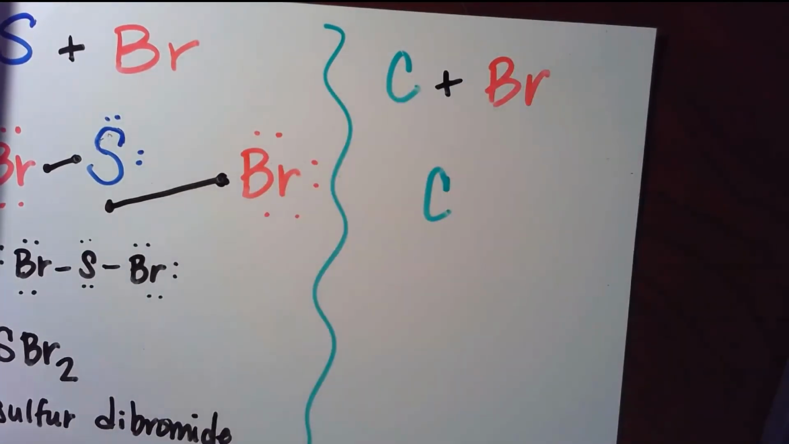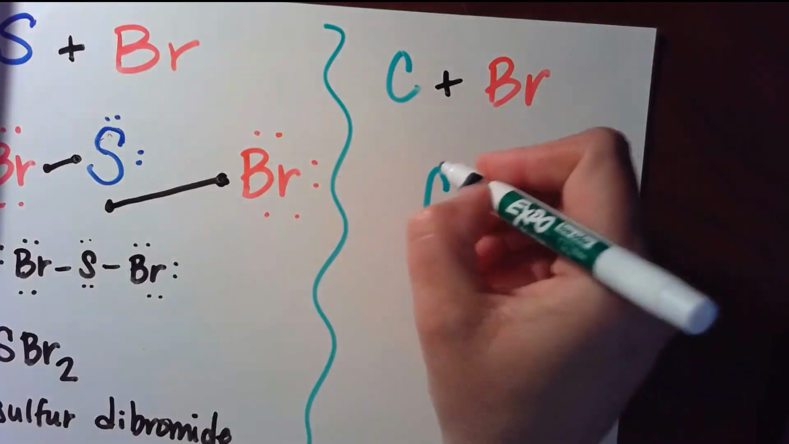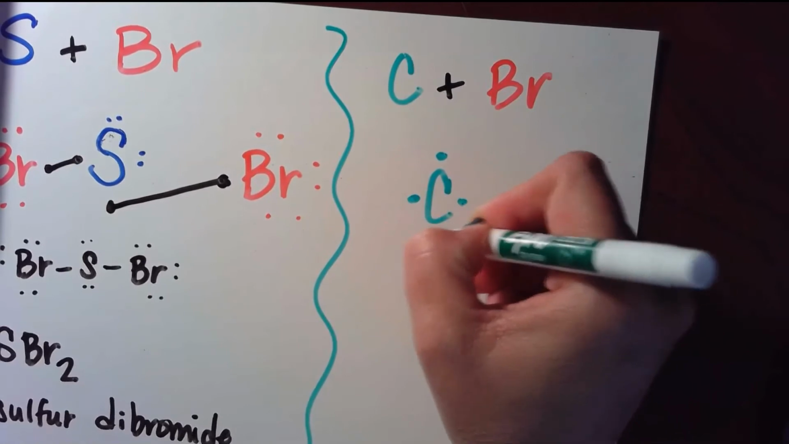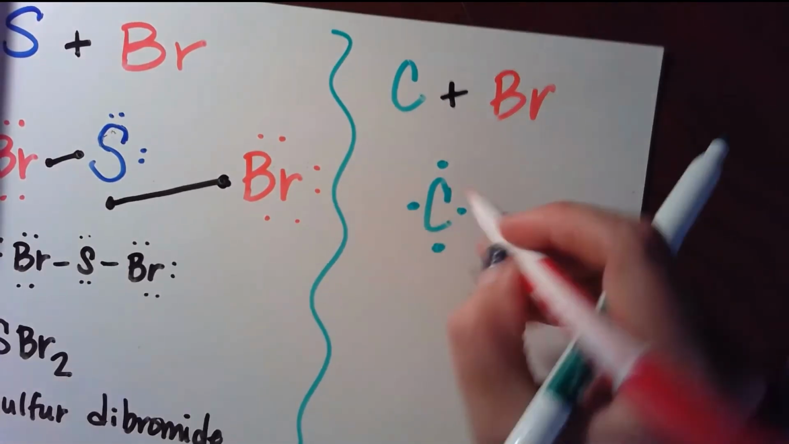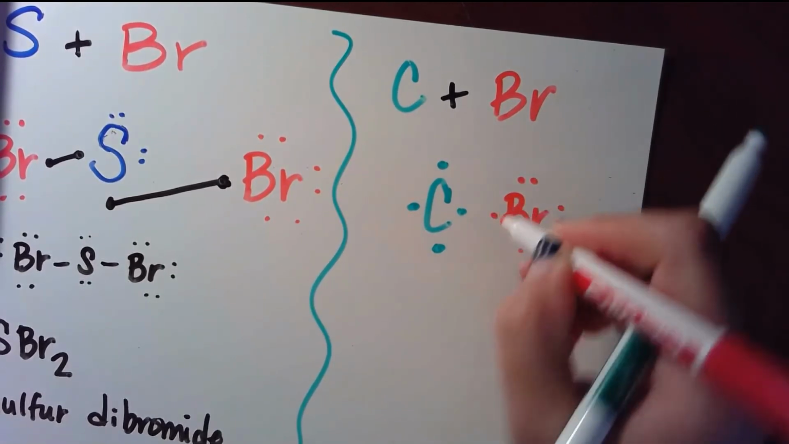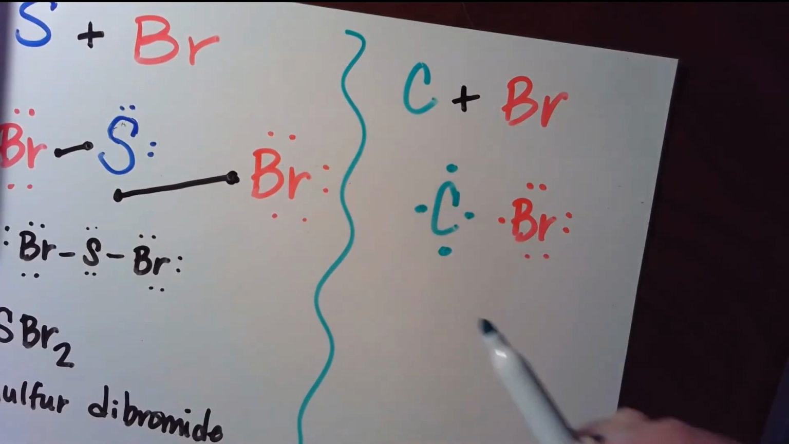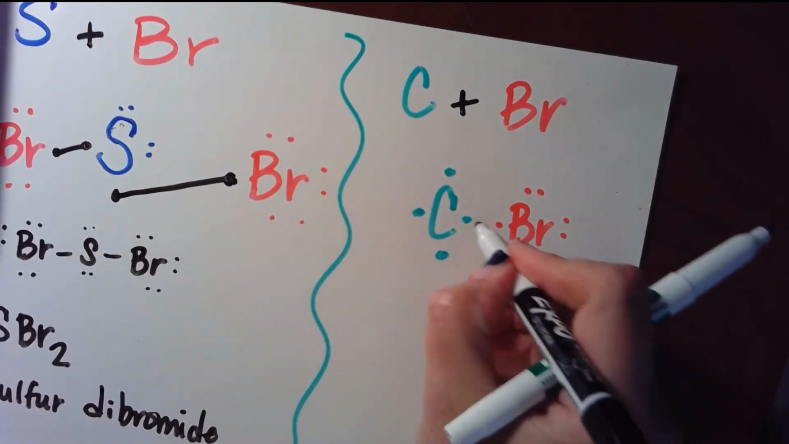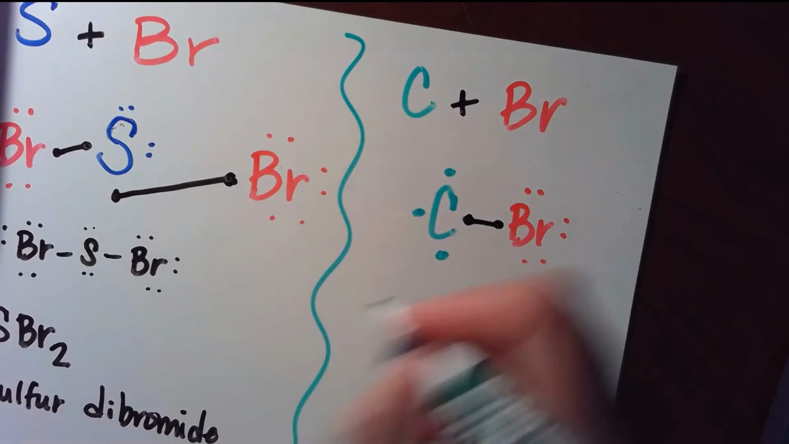Carbon is in group 14, which means it has 4 dots. So I'm going to put 4 dots: 1, 2, 3, 4. And then Br, again, has 7 dots: 1, 2, 3, 4, 5, 6, 7. So if you're thinking to yourself, okay, carbon again has 4 dots, which means it needs to make 4 bonds. So there's 1 bond, which means that we're going to need how many more bromines?